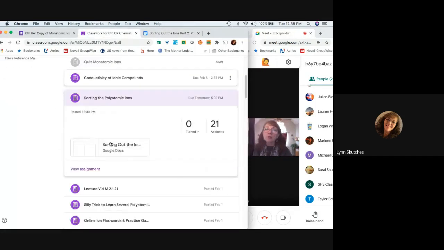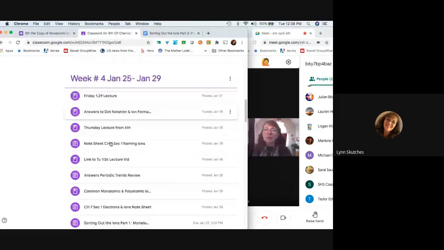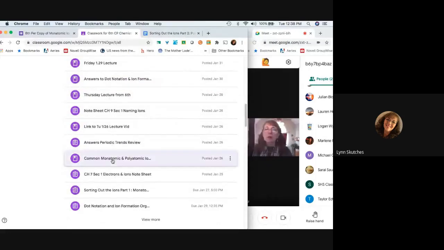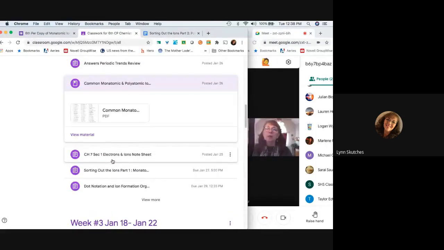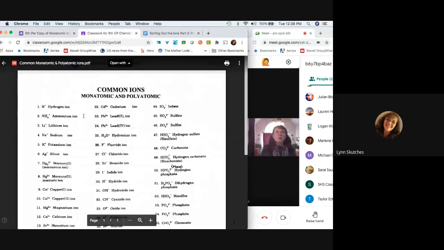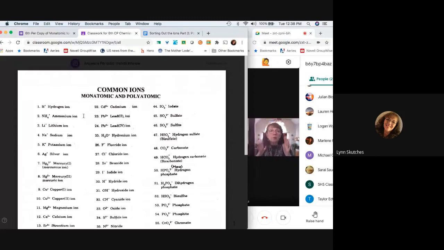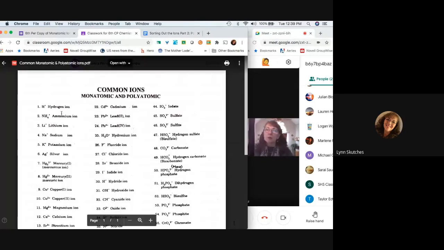You're going to use that same document you got last week. Common, monatomic, and polyatomic ions. And the point of this is to get you to normally handwrite them. If you want to type them, that's fine. You can also do it on a piece of paper and then upload a picture to the document to get full credit too. I just want to remind you about that.